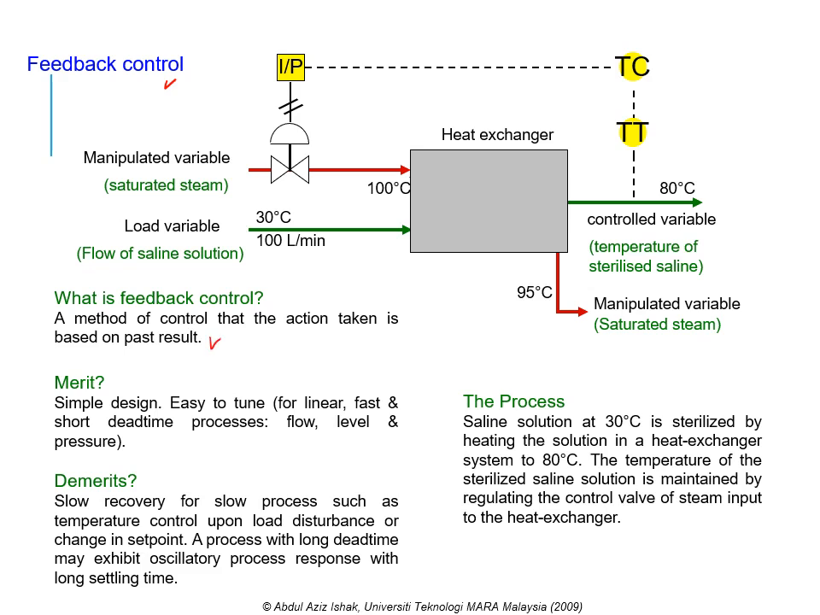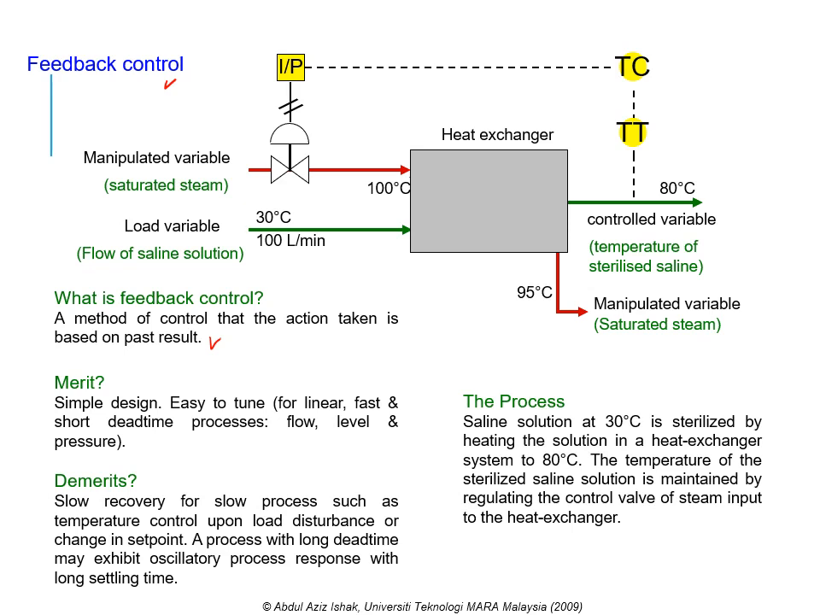So the controller will learn any disturbances that happened in the past and calculate in the controller, and the controller will make a decision for the final control element, or the valve, based on the past cases. So what is the advantage of the feedback control?